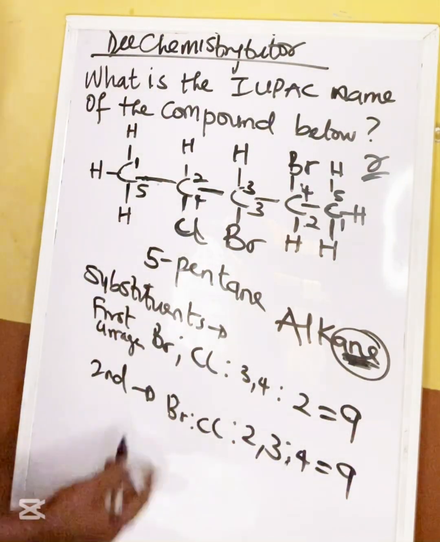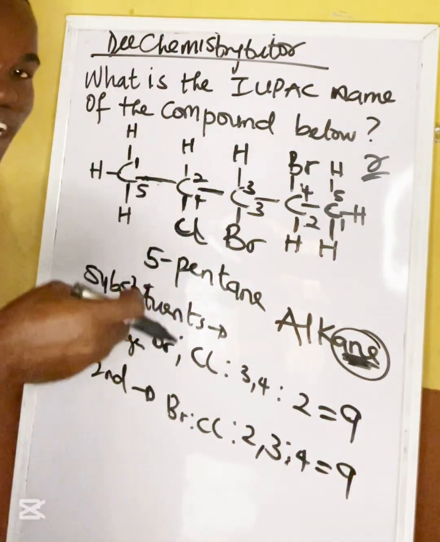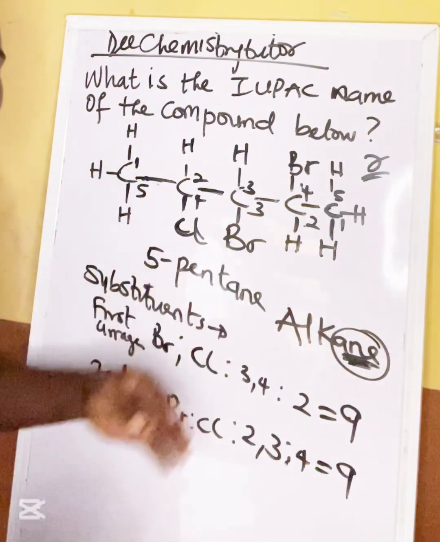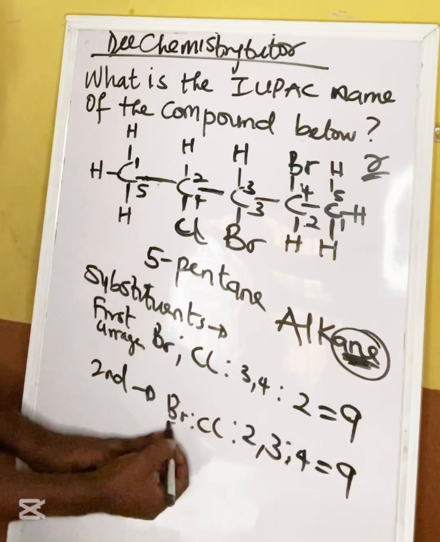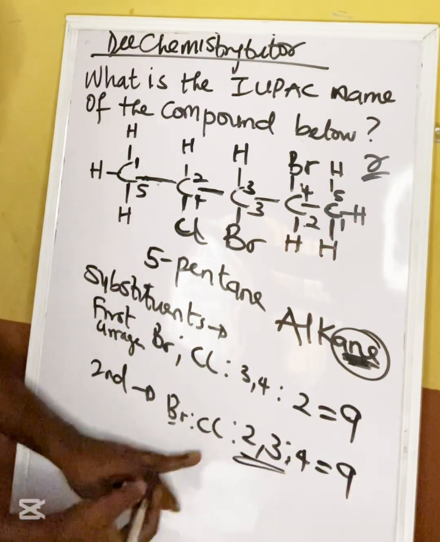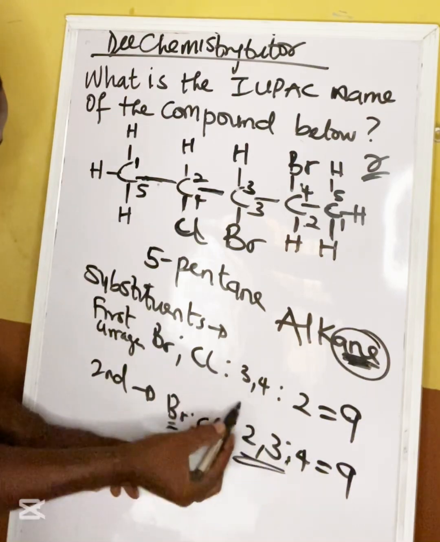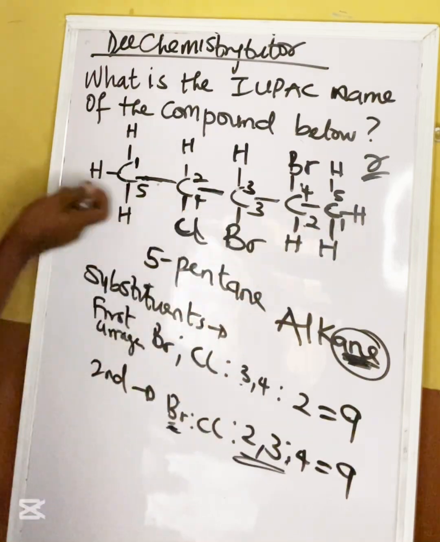Aside from choosing the lowest possible number, you also consider the substituent that comes first in alphabetical order, like bromine and chlorine. B comes before C. So you want to choose this one, because this one has the lowest: 2,3 is lower than 3,4. So this is the one you will choose. That means I'm choosing this second arrangement.